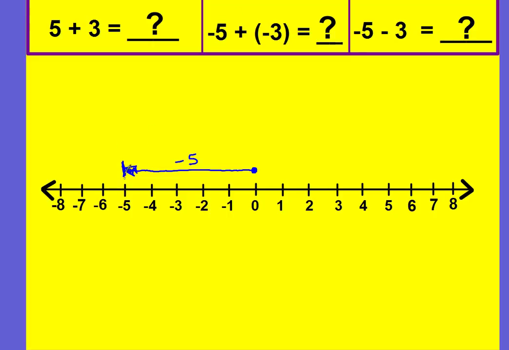And I'm going to combine that with a -3. So from my -5 where I stopped, I can continue on the same line because we're still going to the left. And I'm going to go 1, 2, 3 units. So I'm going to stop right here. Let me draw my line with my arrow. Label this as -3. So I've combined -5 and -3 together, and where I stopped was at -8. So -5 plus -3 equals -8.